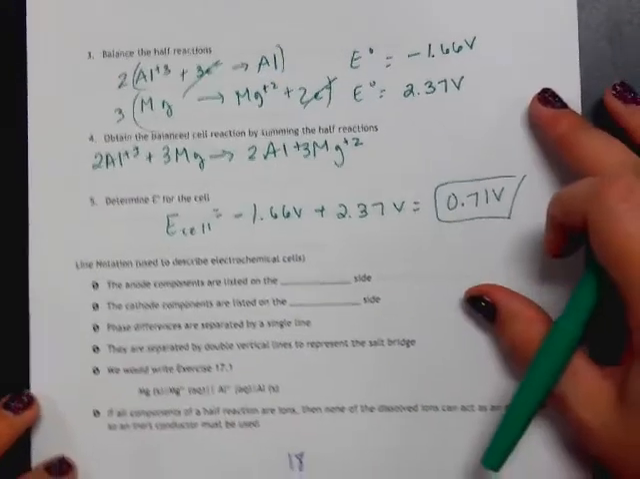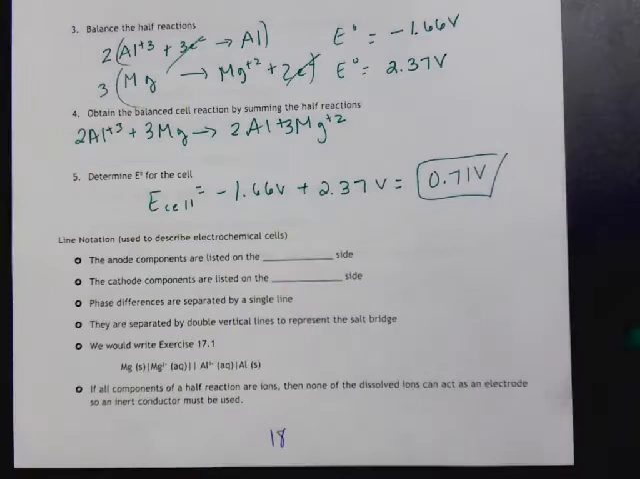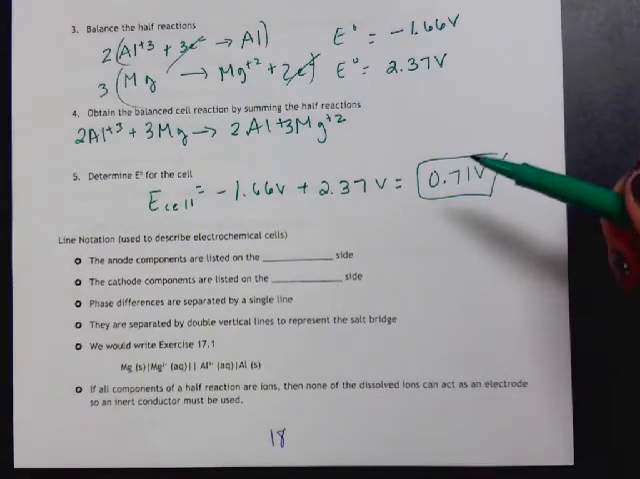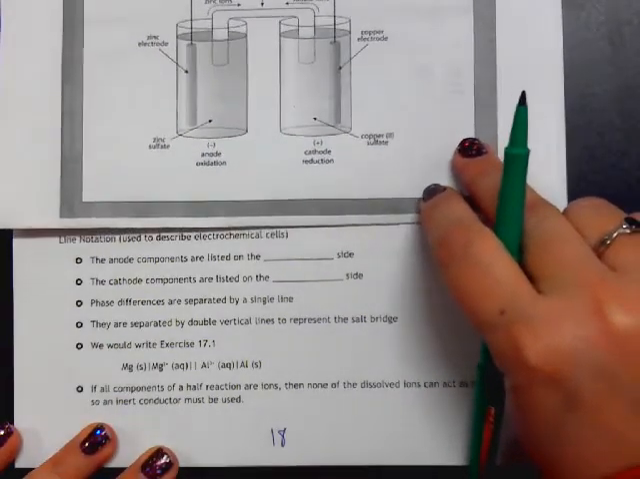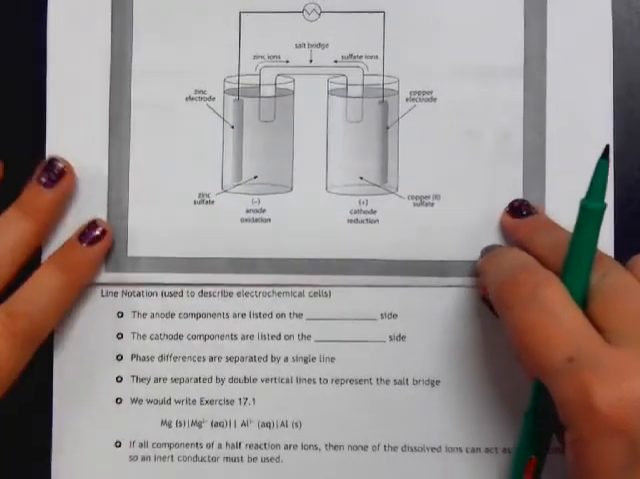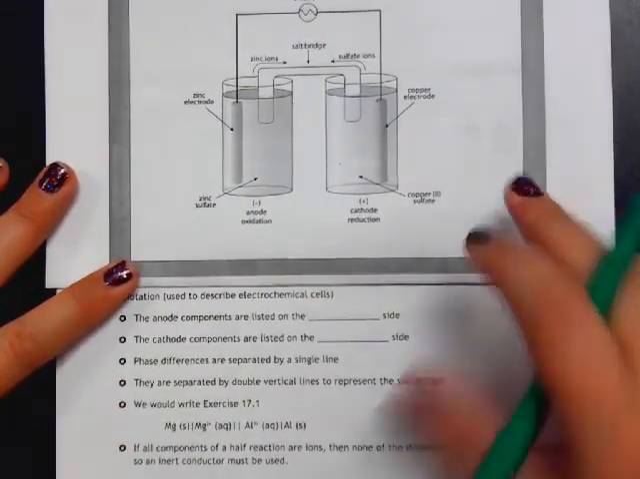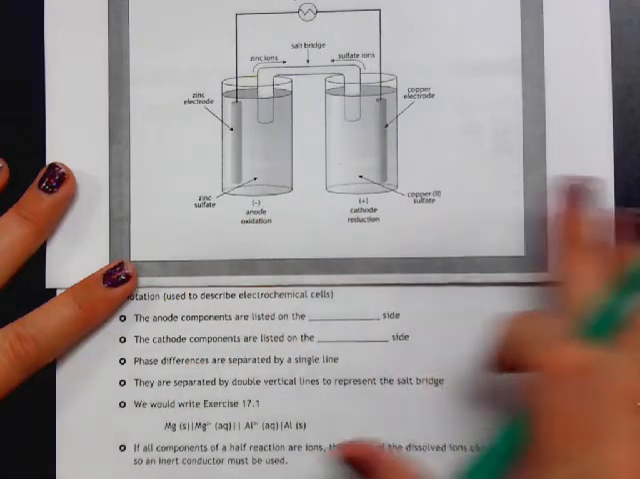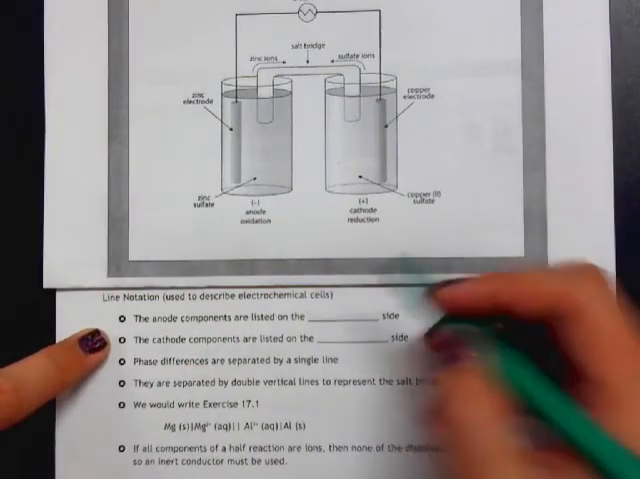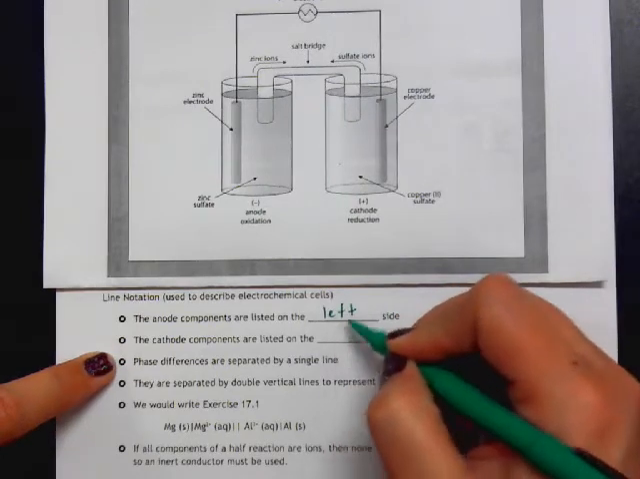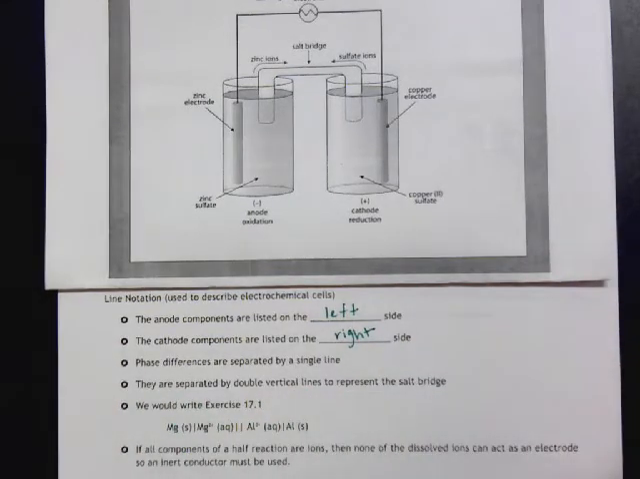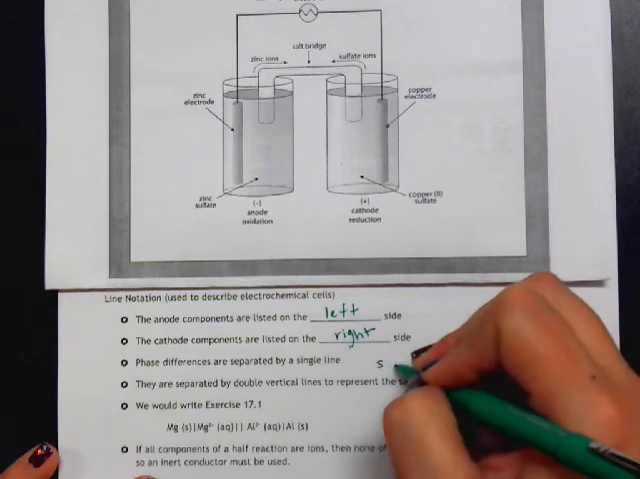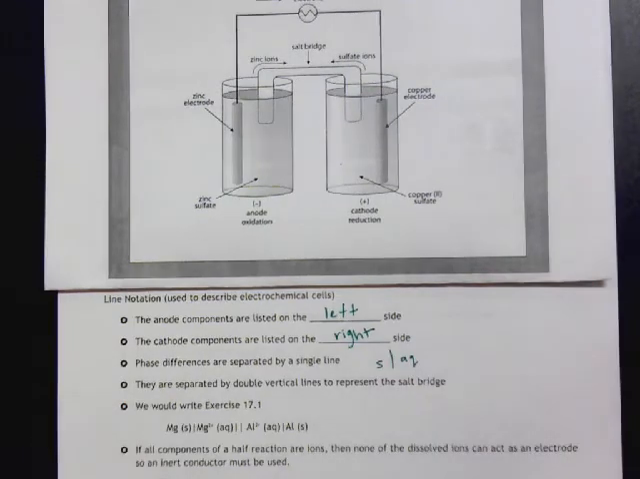Alright, so another way we can describe these cells is by using what is called line notation. You don't want to have to draw a picture of a cell every time. So instead we have what's called line notation, which is representative of the cell structure. The anode components are listed on the left side, and the cathode components are listed on the right side. Phase differences are separated by a single line, like solid versus aqueous. It could also be gas.